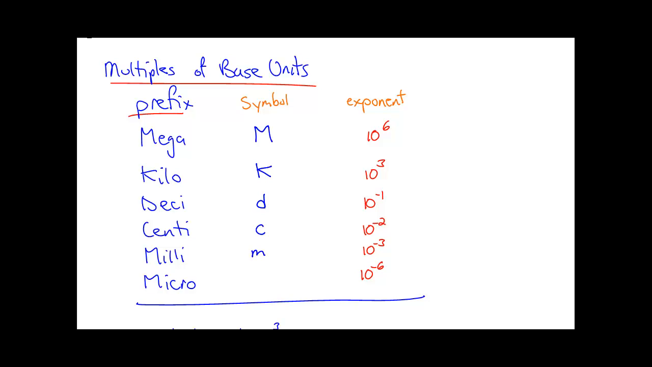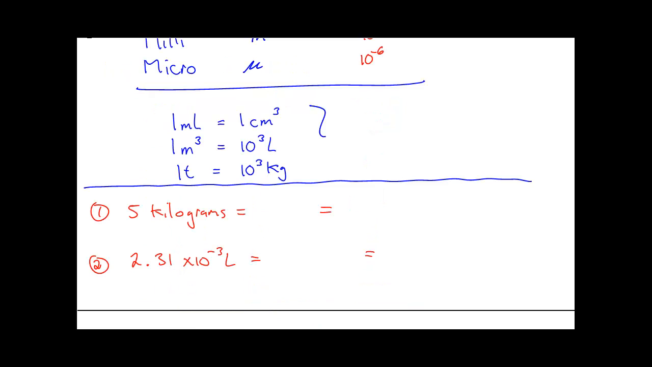Milli is 10 to the negative 3, it's a small m. And micro is 10 to the negative 6, it's like an italicized u. And that's actually a pretty good looking one, by the way. Those are the prefixes that we're going to put in front of the base units to do metric conversions in class tomorrow. These right here deal with volumes. So 1 milliliter is a centimeter cubed. Think of it as a centimeter by centimeter by centimeter, kind of like a box. That's 1 milliliter. A meter cubed is 1,000 liters, and a ton is 1,000 kilograms.